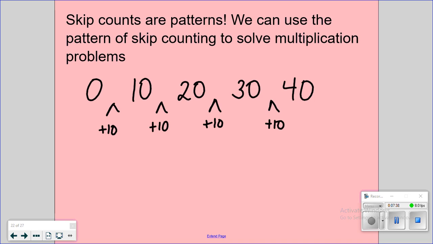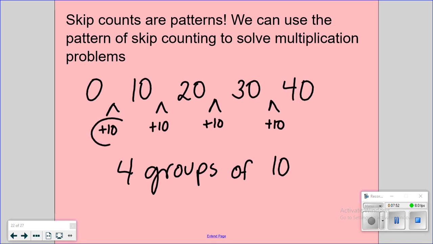I see 4 groups of 10. You see 5 numbers, but I have 4 groups of 10.